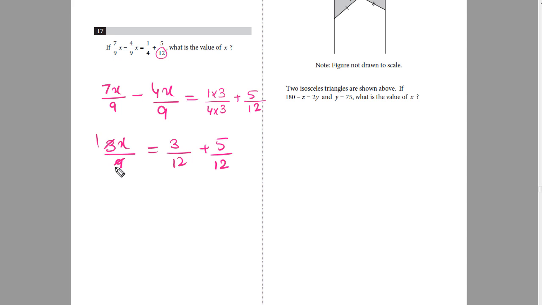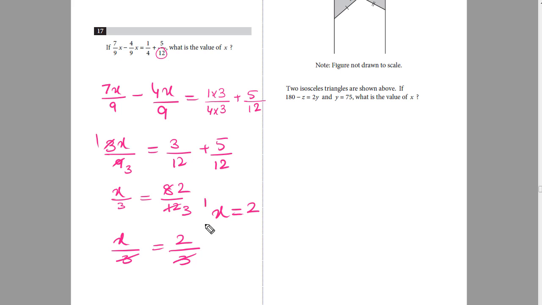And 3 times 1 is 3, 3 times 3 is 9. So on the left side I will have x over 3, and on the right side I'll have 5 plus 3, that will be 8, and because the denominators are same, I can add the numerators. So it will become 8 over 12. Now I will try to cancel them out, so we will cancel it by 4. So 4 times 2 is 8 and 4 times 3 is 12. Now x over 3 is equal to 2 over 3. Now this 3 will get cancelled and x will become equal to 2. So x is equal to 2 is the answer.